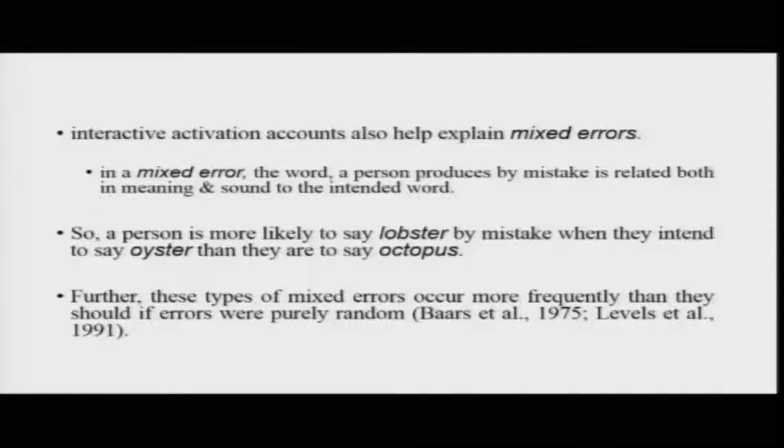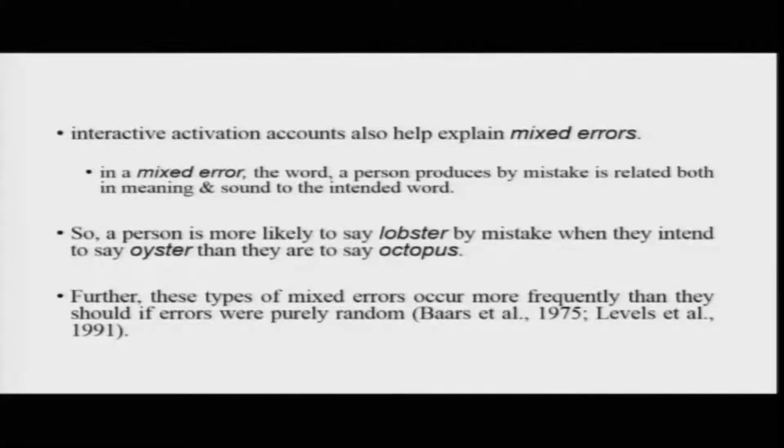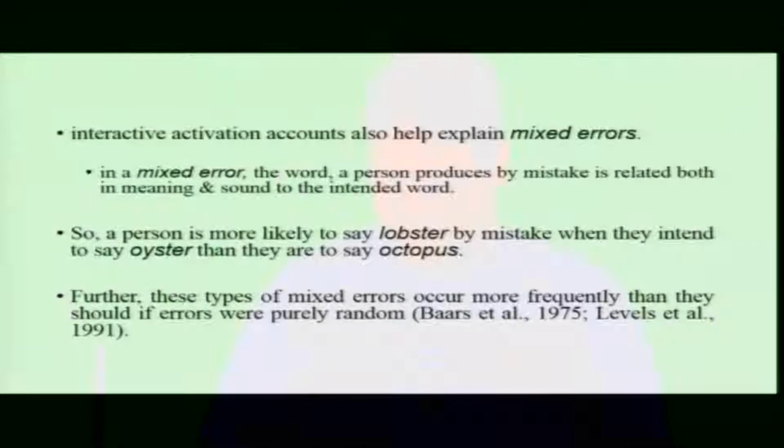A person is more likely to say lobster by mistake when they intend to say oyster than they are to say octopus. Lobster and oyster are phonologically very similar, and semantically very similar as well. Octopus and lobster may be semantically similar, but phonologically they are not really similar. These types of mixed errors are found to occur more frequently than they should if this was happening in a purely random sense, as was the case in the lexical bias effect.